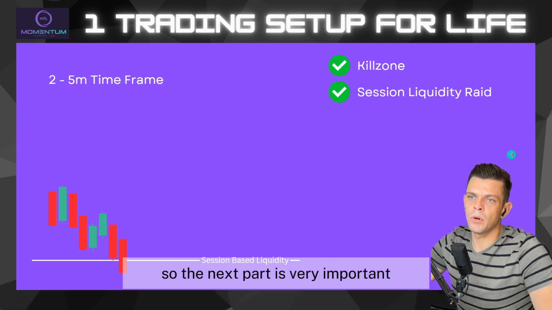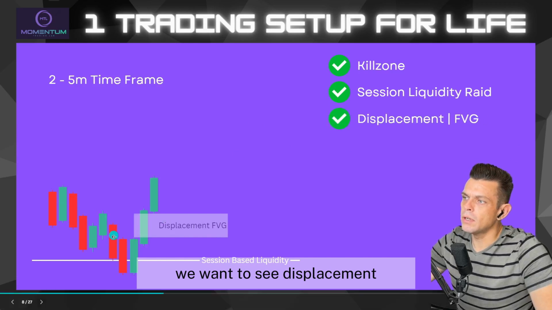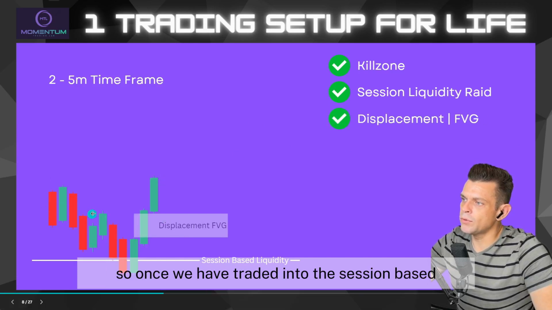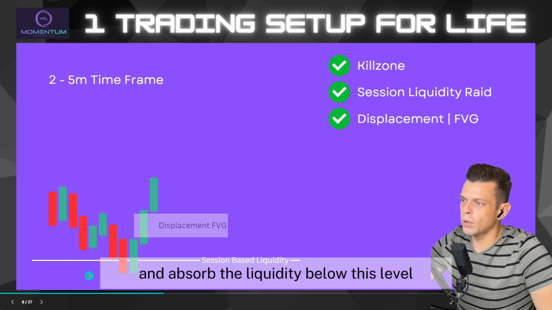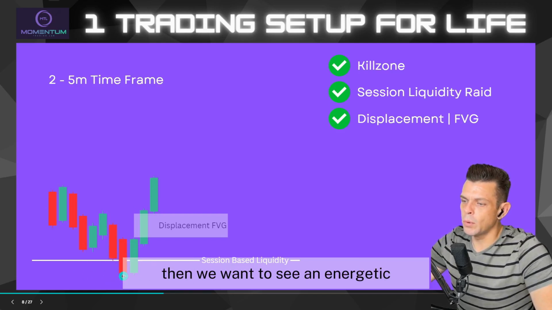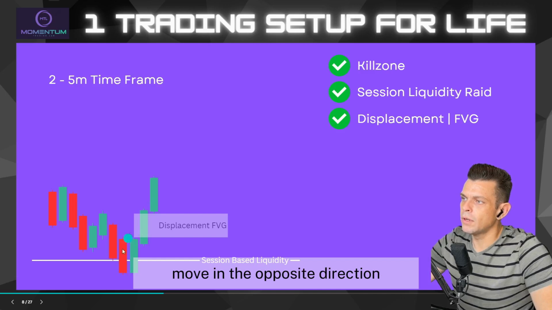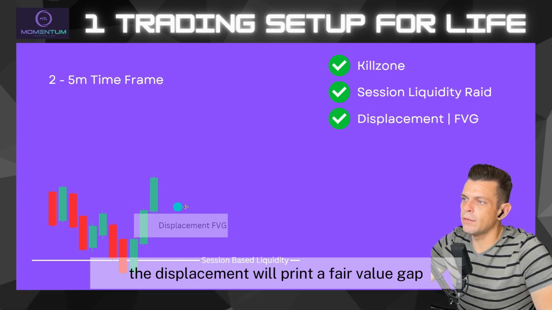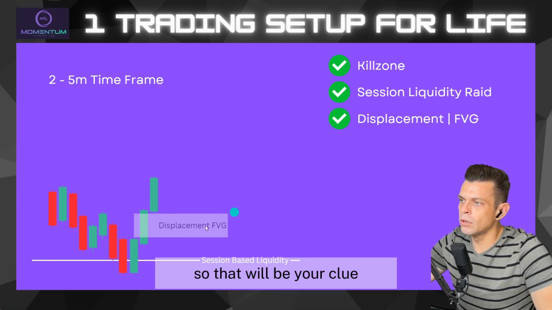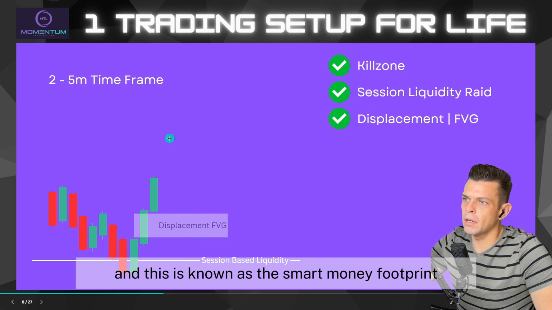So the next part is very important. We want to see displacement. So once we have traded into the session-based liquidity pool and absorbed the liquidity below this level, then we want to see an energetic move in the opposite direction. That is called displacement, and typically the displacement will print a fair value gap. So that will be your clue, and this is known as the smart money footprint.